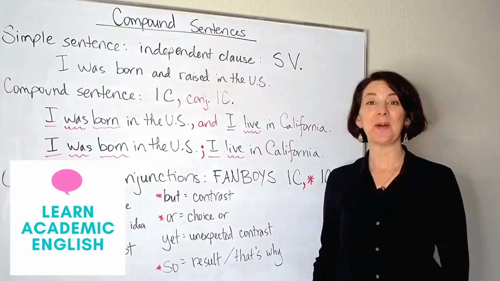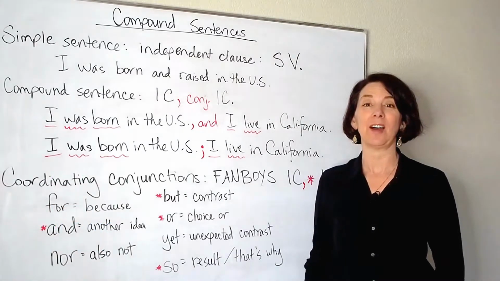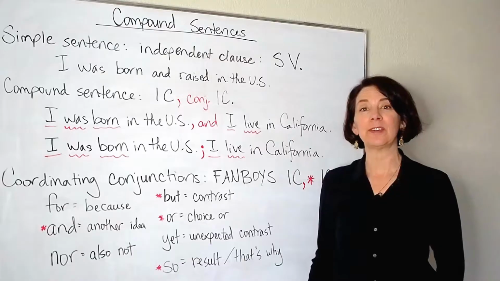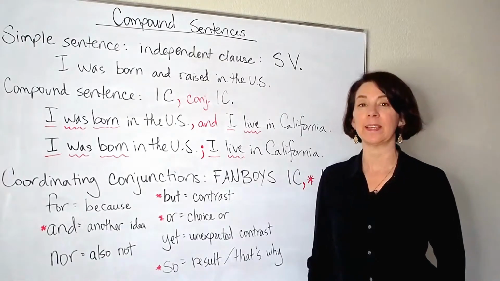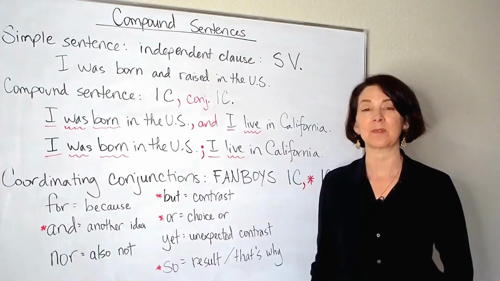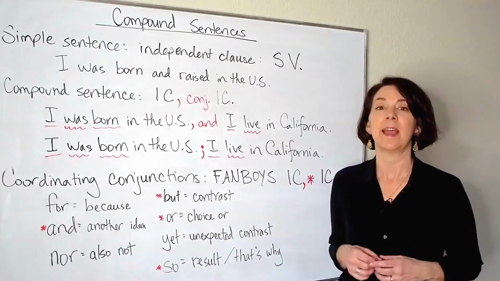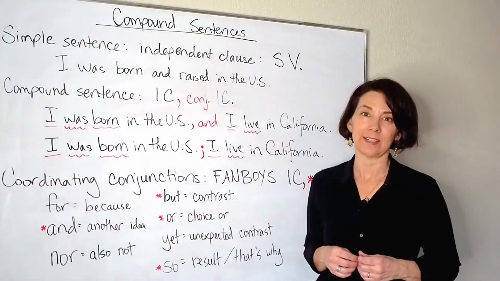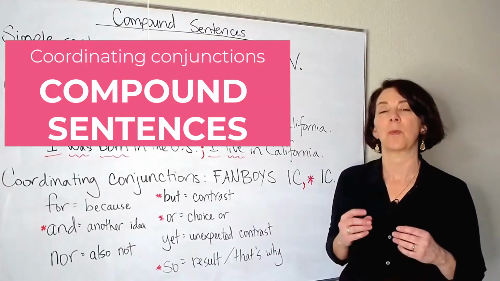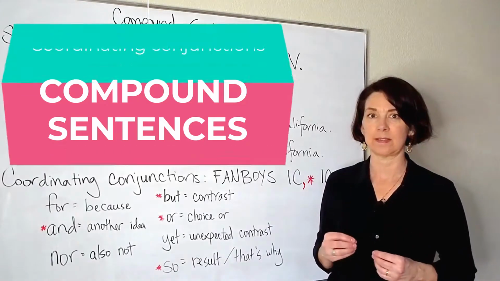In today's video, I'm continuing my series on how to write correct sentences in English. In the last couple of videos, I talked about what independent and dependent clauses are, and I talked about fragments, which are a piece of a sentence, a common error when writing in English. Today, I'm going to talk about coordinating conjunctions and what are called compound sentences.